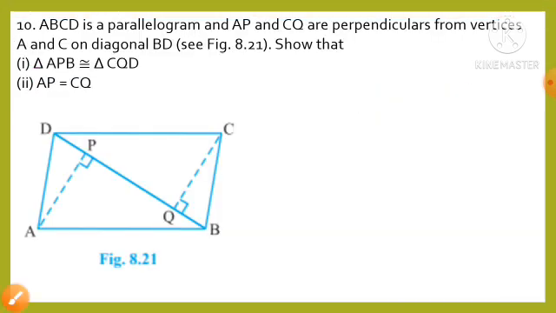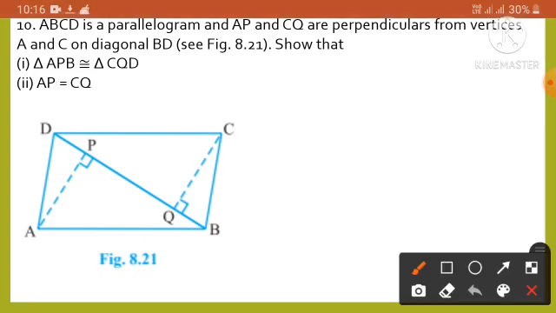Next question, question number 10. In question number 10 it tells that ABCD is a parallelogram and AP and CQ are perpendiculars from vertices A and C on diagonal BD. Okay, here is the figure. Now we have to prove that triangle APB is congruent to triangle CQD and AP equal to CQ.